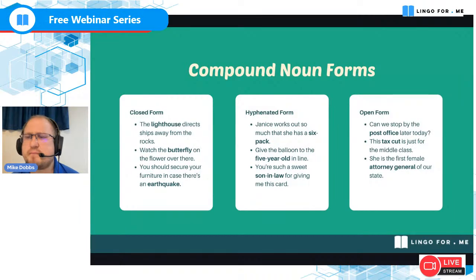So can we stop by the post office later today? Again, we talked about that word, post office, where you get the mail. The tax cut is just for the middle class.